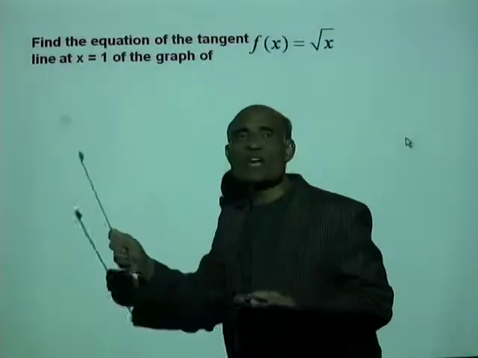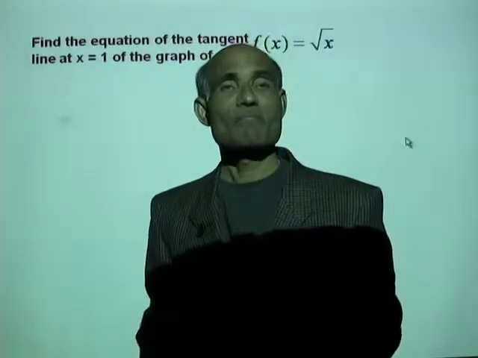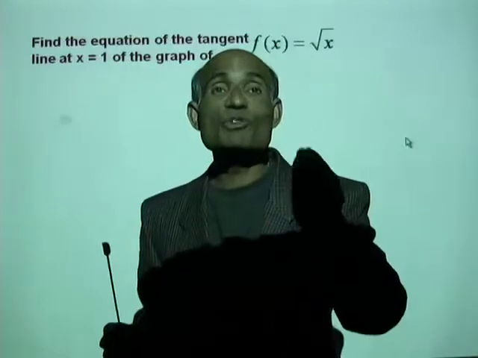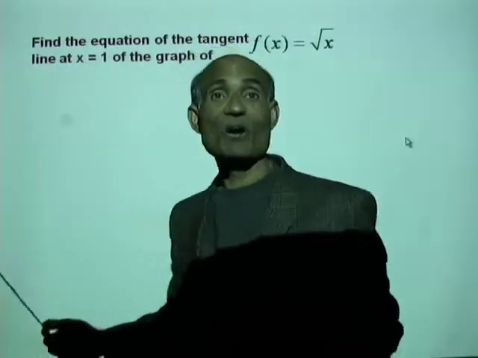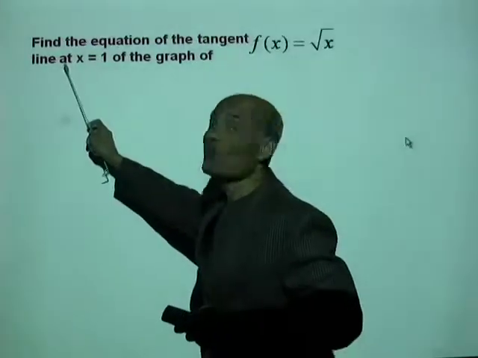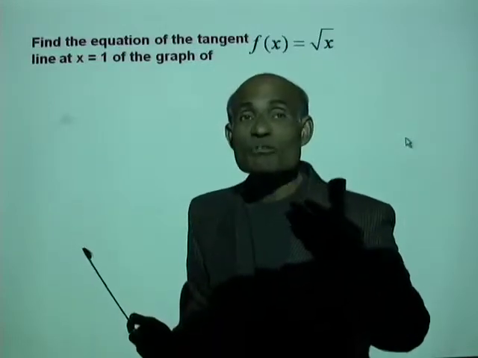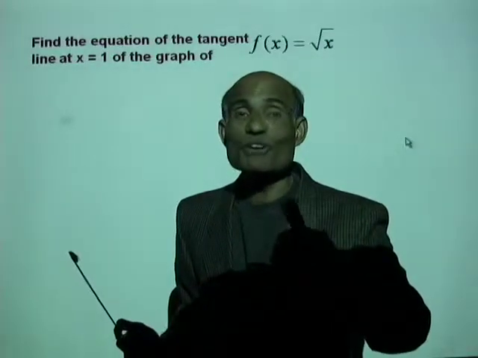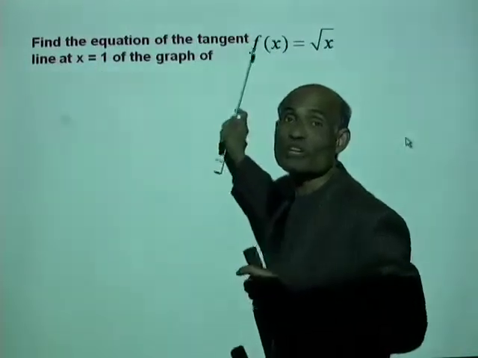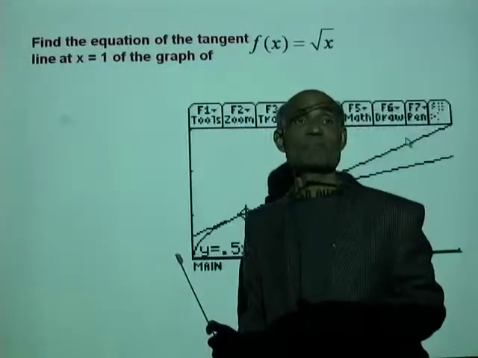Now, in order to find the equation of a line, what information do you need? You need the slope of the line and a point through which the line passes. Now, can you obtain the slope of a tangent line? What is the slope of a tangent line at x equal to 1? The slope of a tangent line at a particular point is called the derivative of the function at that point. So what we need to do is find the derivative of this at x equal to 1.